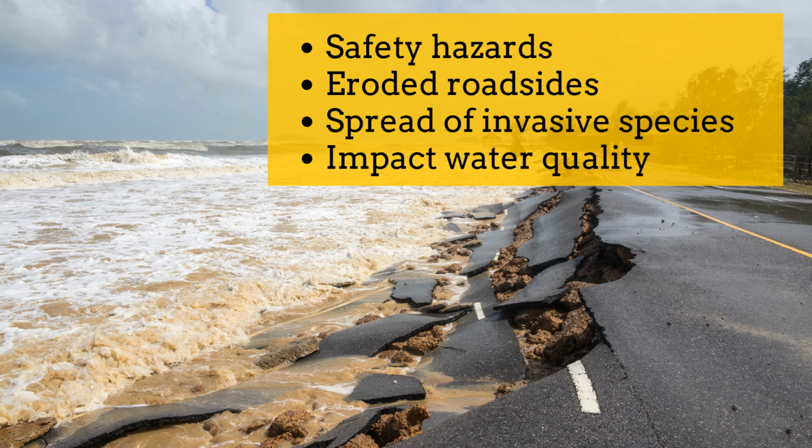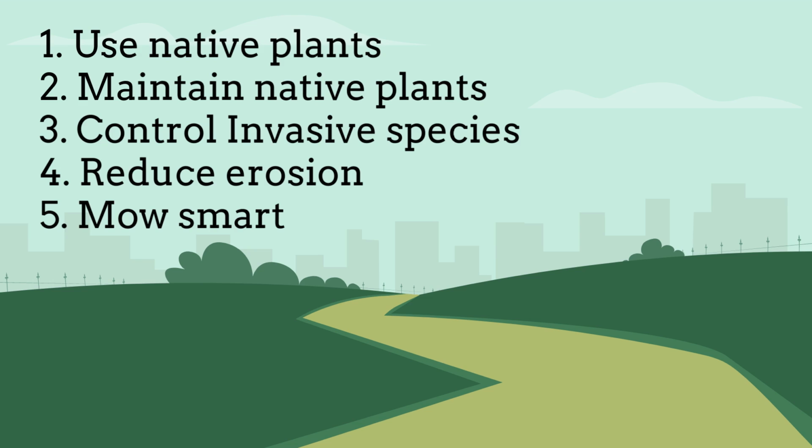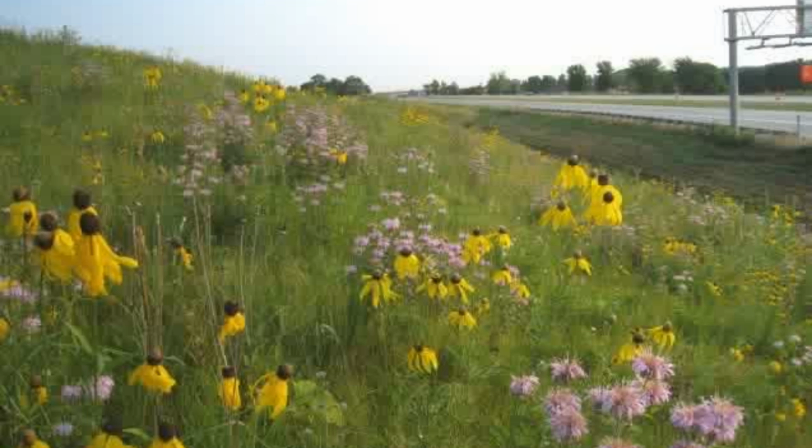Vegetation that is not maintained along roadsides can result in safety hazards, eroded roadsides, spread of invasive plants, and degradation of water quality. Here are some tips to consider for managing roadside vegetation. Use native plants. Maintain native plants. Control invasive species. Reduce erosion. Mow smart. So now let's break these tips down deeper.